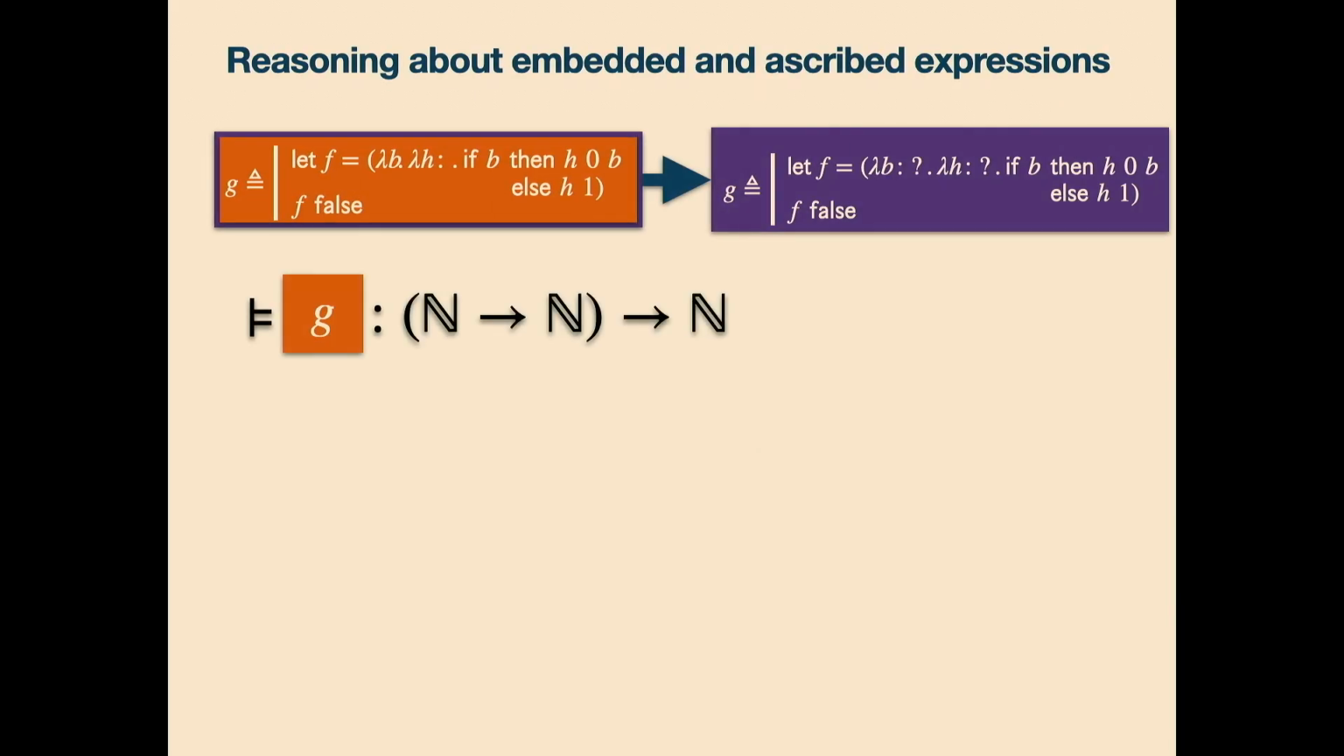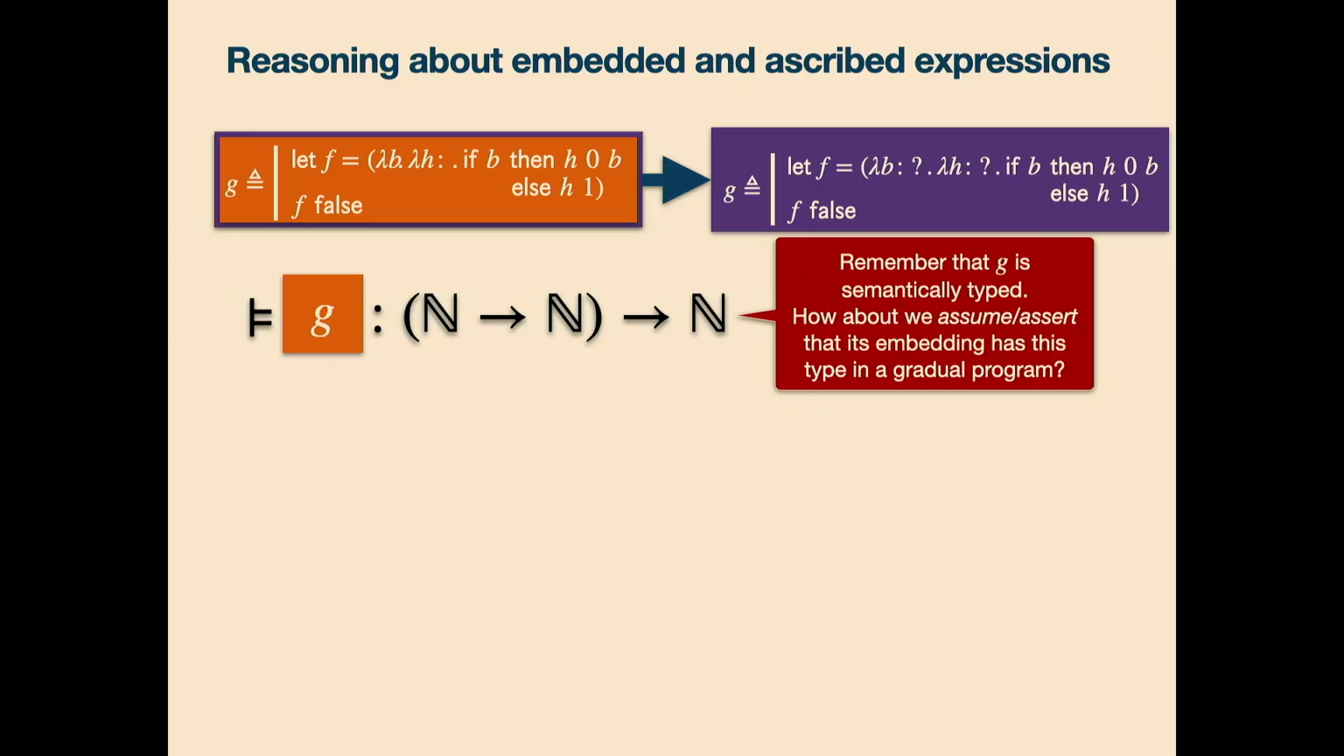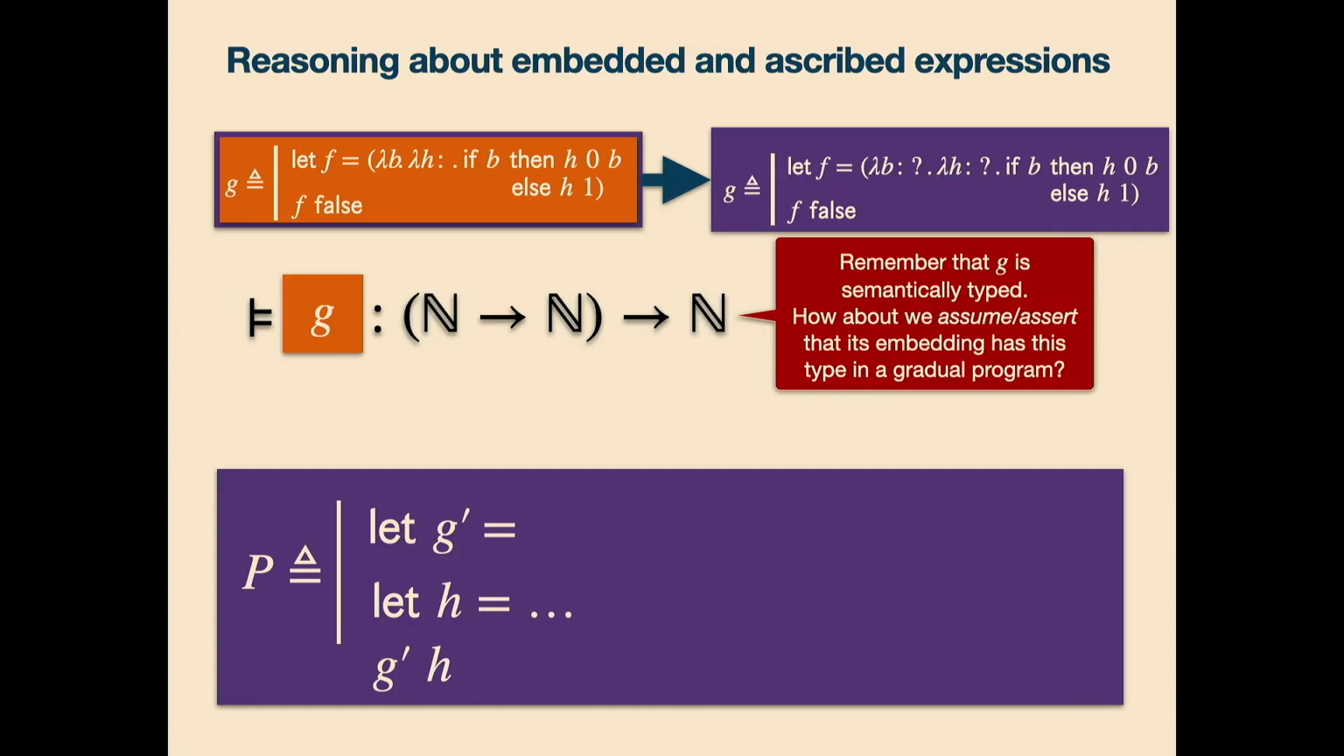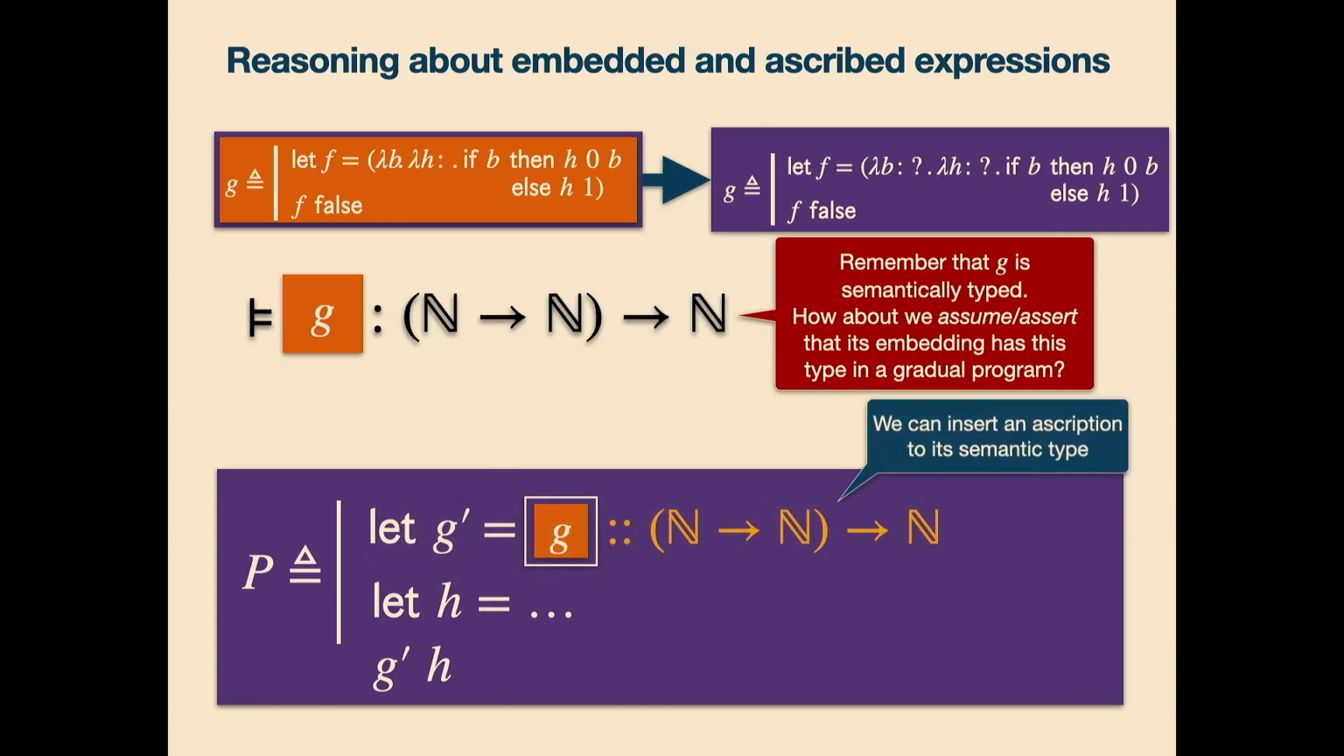All right, so let's go back to where we started. We have a dynamically typed program, and we know that it's semantically typed to this type. So what happens if we embed it into a gradual language? And not only embed it, but also assert that this program is going to have some static type. So what happens if we take this embedding and we ascribe it to its semantic type?